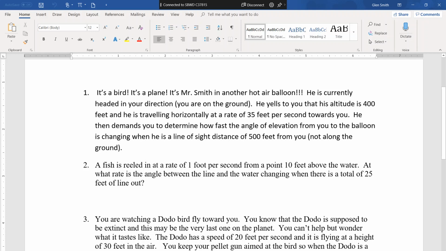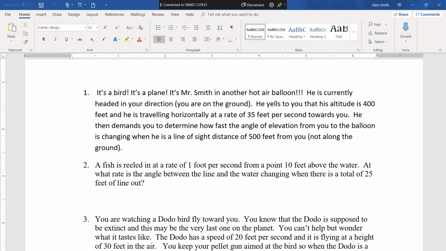So this first one says I'm in a hot air balloon, and I'm moving horizontally. 400 feet is my height, so that's not changing. I'm moving horizontally, so my height is just staying 400 feet. All good? Okay. I'm moving at 35 feet per second, and I want to know how fast the angle of elevation to me is changing when I'm 500 feet away from you, like through the air.